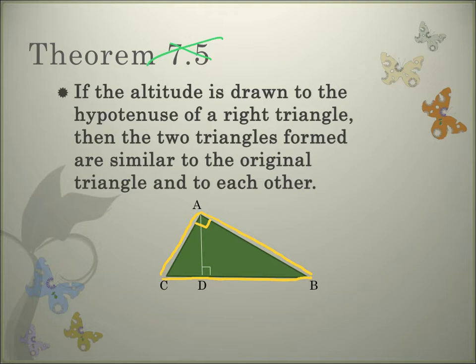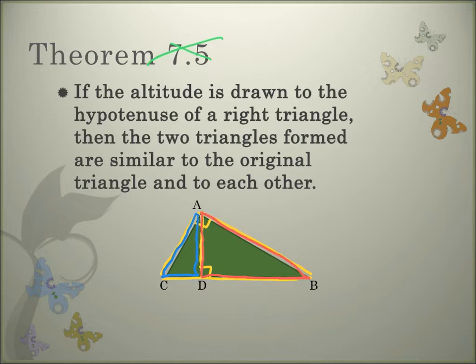The altitude is drawn to the hypotenuse of a right triangle. So the original right triangle is outlined in yellow. The altitude of that yellow triangle is drawn from vertex A down to the hypotenuse. Remember, the hypotenuse is across from the right angle. From this altitude, I have now formed two smaller triangles. I've got a blue one on the left, and I've got a red one on the right.